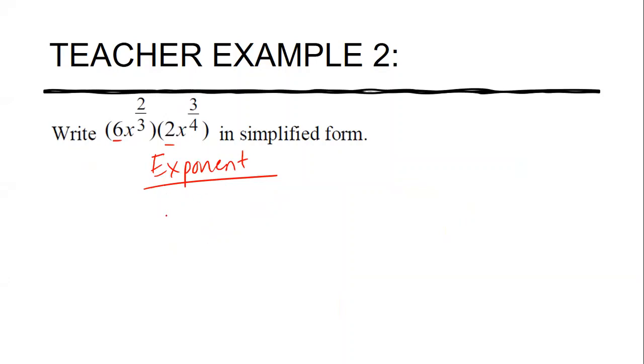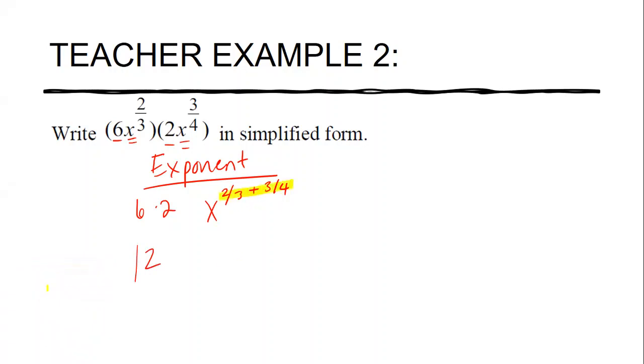You're going to multiply first and then deal with the exponent. So we have 6 times 2. And my bases are the same. So that means I have 2/3 plus 3/4. Well, what's 6 times 2? 12. Uh-oh, we have a flag.